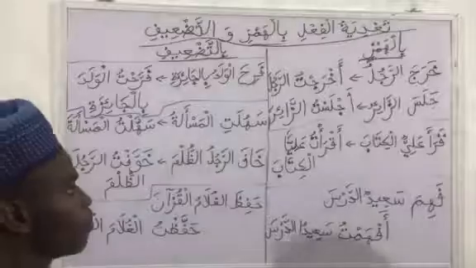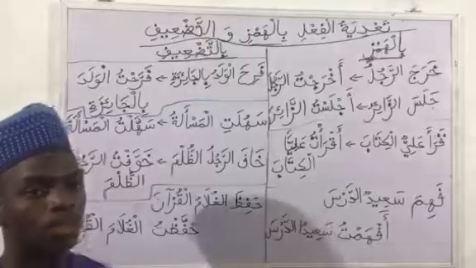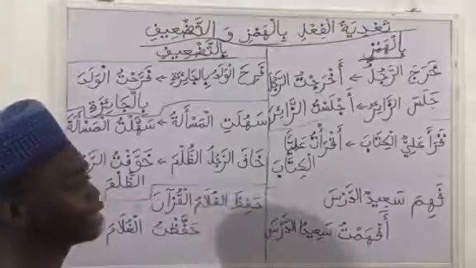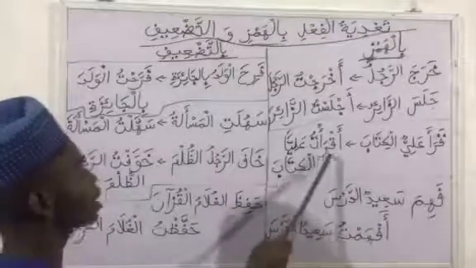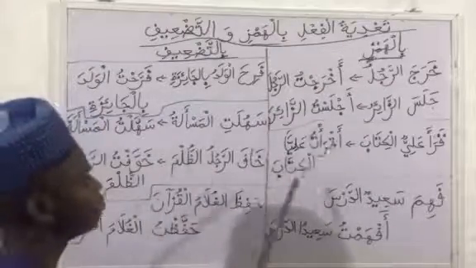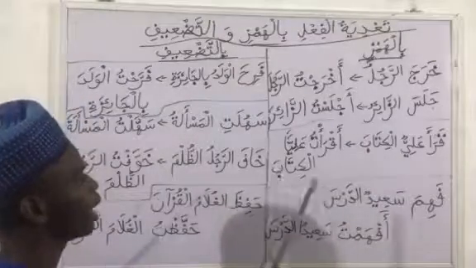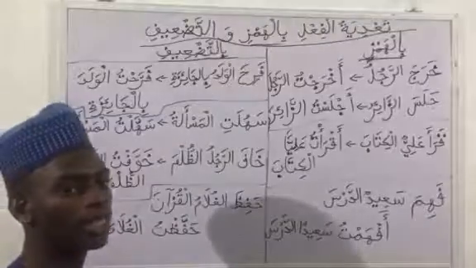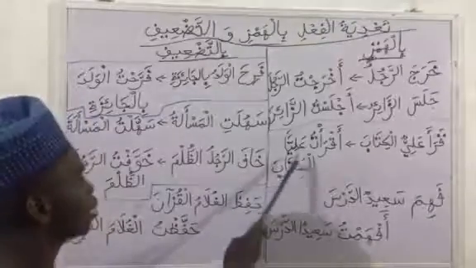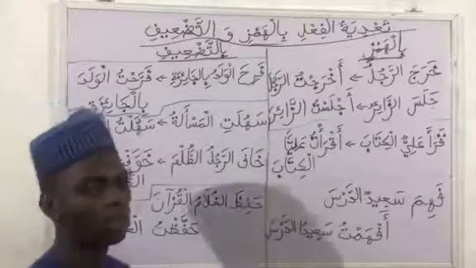So let's look at an example. Qara'a Aliyun al-kitaba. Ali read the book. So we can see there is one maf'ulun bi, which is al-kitaba. But now we add hamza to it at the beginning. It becomes aqra'tu Aliyan al-kitaba. I made Ali read the book. So you can now see that there are two maf'ulun bi. One is Aliyan, and the second maf'ulun bi is what? Al-kitaba. So now we have two maf'ulun bi after doing the hamza.